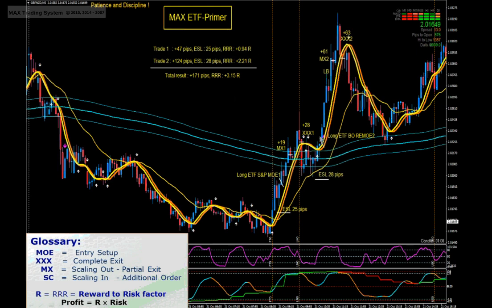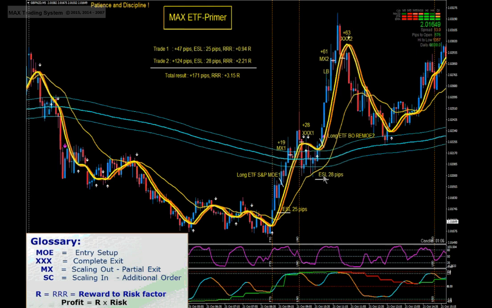And on the second trade, because the movement was larger, we get a larger reward to risk ratio, 2.21 in this case. R represents the risk. It may be 0.5%, 1%, 2% of your trading account. It depends on each trader. The 2 trades at that moment have made a total of 3.15 R. If you trade with a risk of 2%, this represents a 6.3% profit.